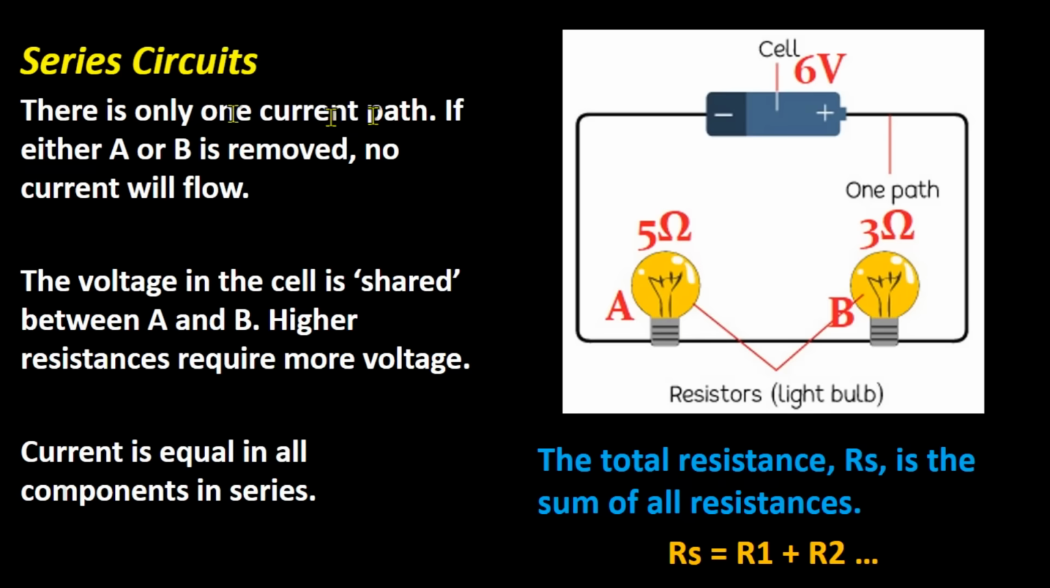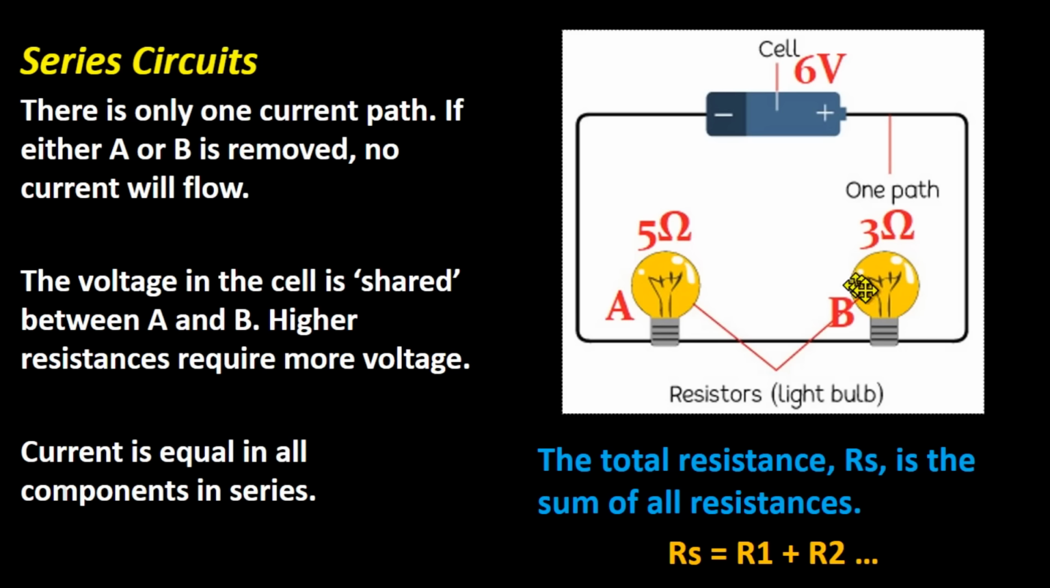In series circuits, there is only one current path. Here we can see a battery cell of value 6 volts. The charges are going to flow out of the positive and into the negative. It is going to flow through A and B, which are 2 light bulbs. A has a resistance of 5 ohms, B has a resistance of 3 ohms.